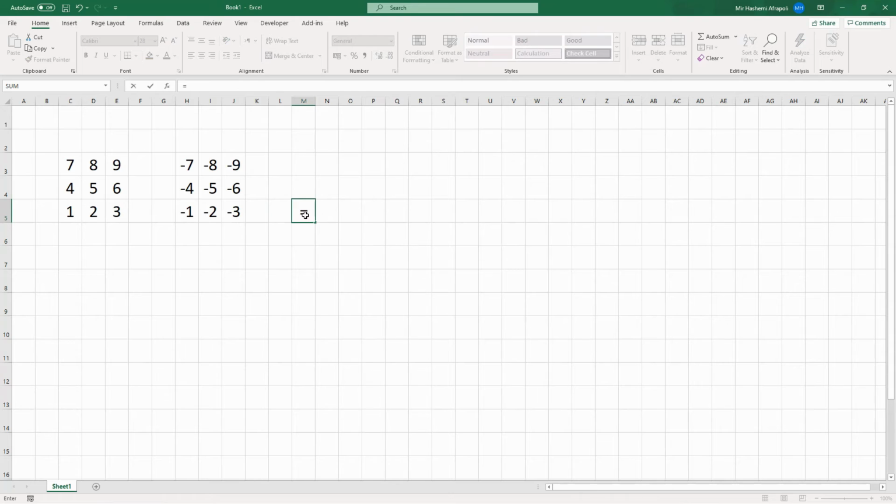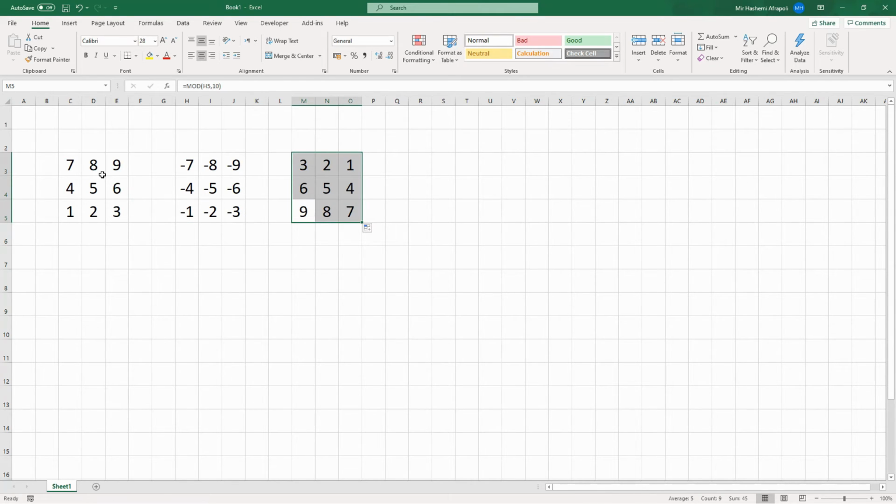And let's take modulo 10. So we take this modulo 10. So what you see is that we have the same original grid, but rotated by 180 degrees. So just by multiplying the original grid by a constant factor of -1 will give you a rotation of 180 degrees.